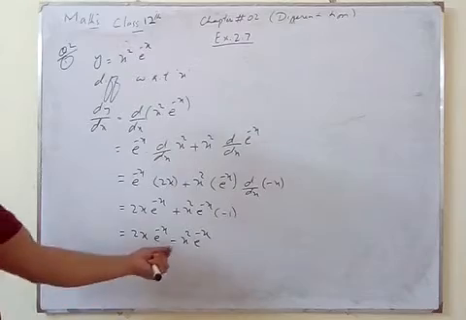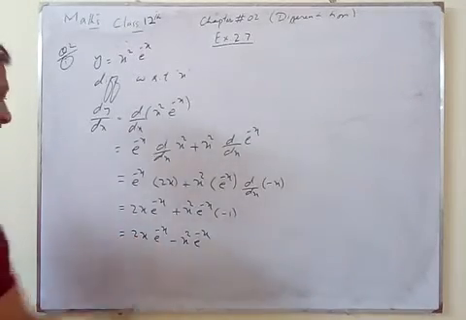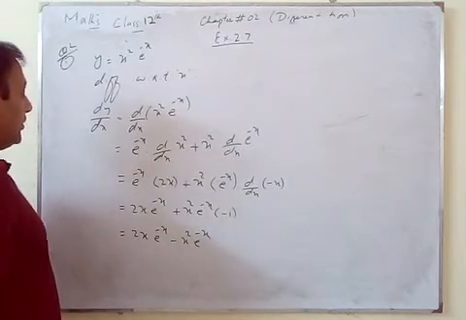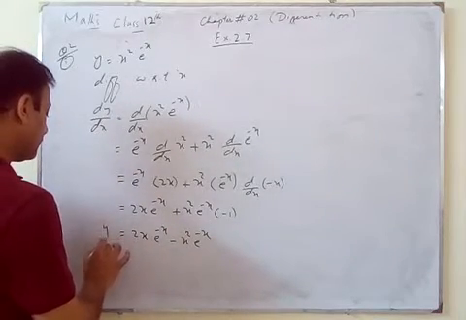This is also an answer. If you want to take common, that is also a correct answer: x e power minus x common, and the remaining is your answer. So this one is the first derivative.